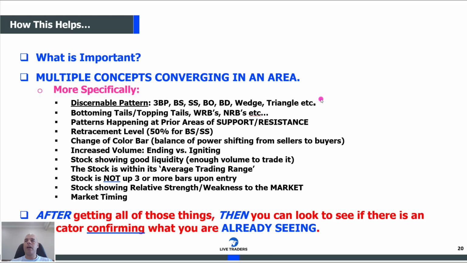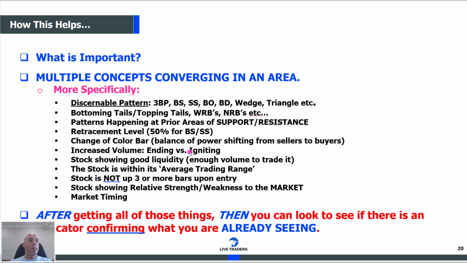But what makes a pattern better? Professional trading strategies tells us pattern boosters make patterns better. Bottoming tails, topping tails, wide range bars, narrow range bars, patterns happening at prior support, areas of support and resistance, retracement levels. If it retraces too much, it's not as strong as you thought. If it retraces too little, it hasn't rested long enough, right? There's value in these things.